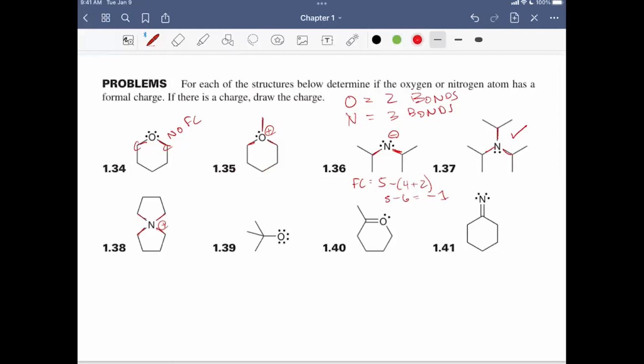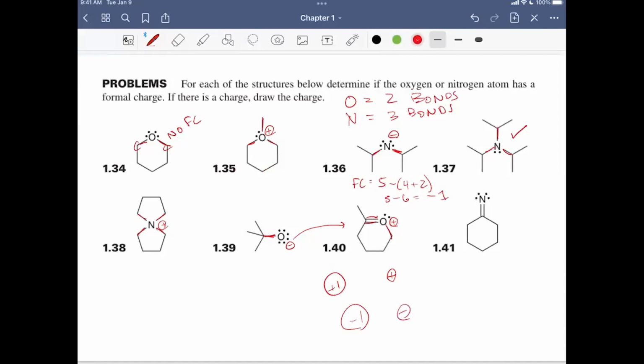This oxygen looks like it only has 1 bond. It needs 2, so if it needs another bond, it's going to be a -1 formal charge. This oxygen, kind of in the opposite manner, has 1 more than it needs. It needs 2, and it has 1, 2, 3 bonds. It's going to be a +1 formal charge. And don't write your formal charges as +1. Just write it as a plus, and don't write it as a -1. Write it as a negative.